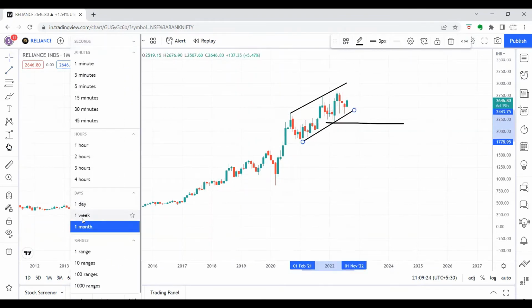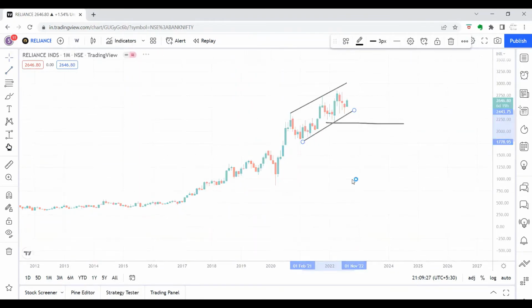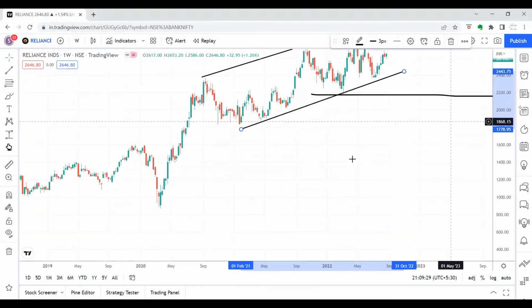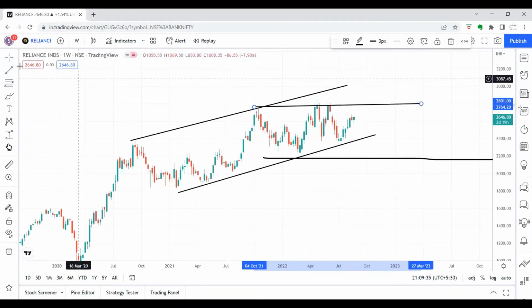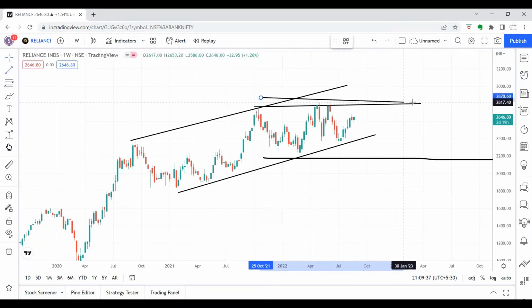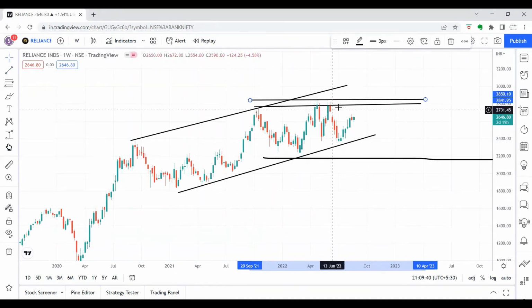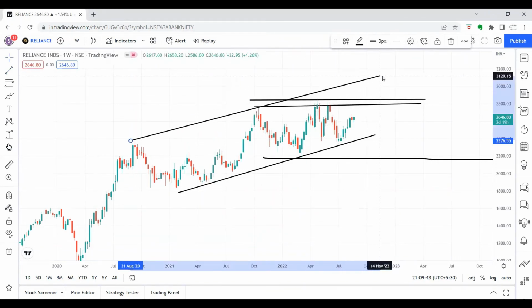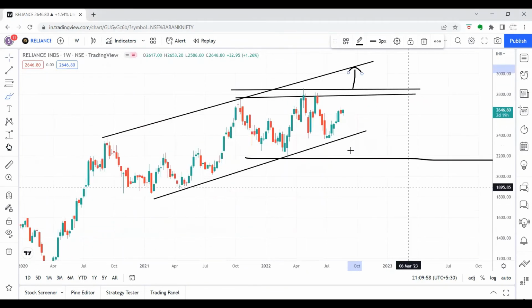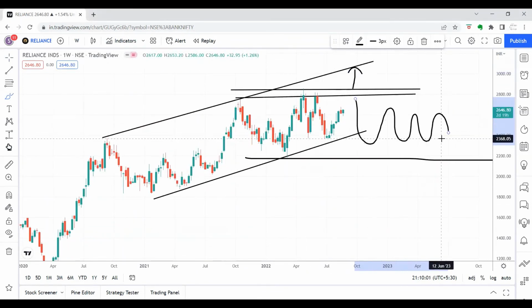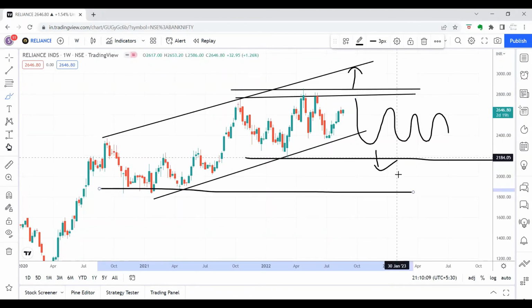And now let us go to weekly chart. So in weekly chart, we can observe this is a major hurdle point which it needs to cross. So this is a major hurdle which Reliance needs to cross, and above this we can expect up to this point. And between these 2 points, the market will be in sideways for some time. And below this, we can look for short opportunities, and the target will be this much.